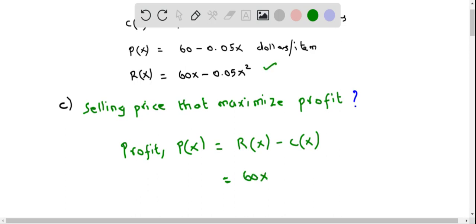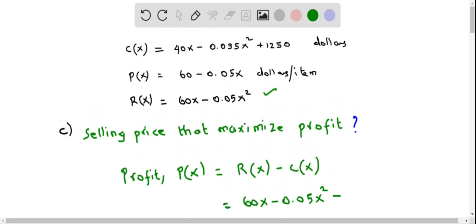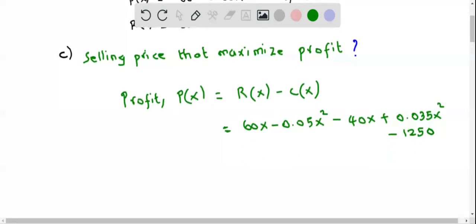I'm going to replace that: 60x minus 0.05x squared minus C of x. We have to take the negative of the cost function, so it is negative 40x plus 0.035x squared and negative 1250. Let's simplify this. This is the profit function P of x.